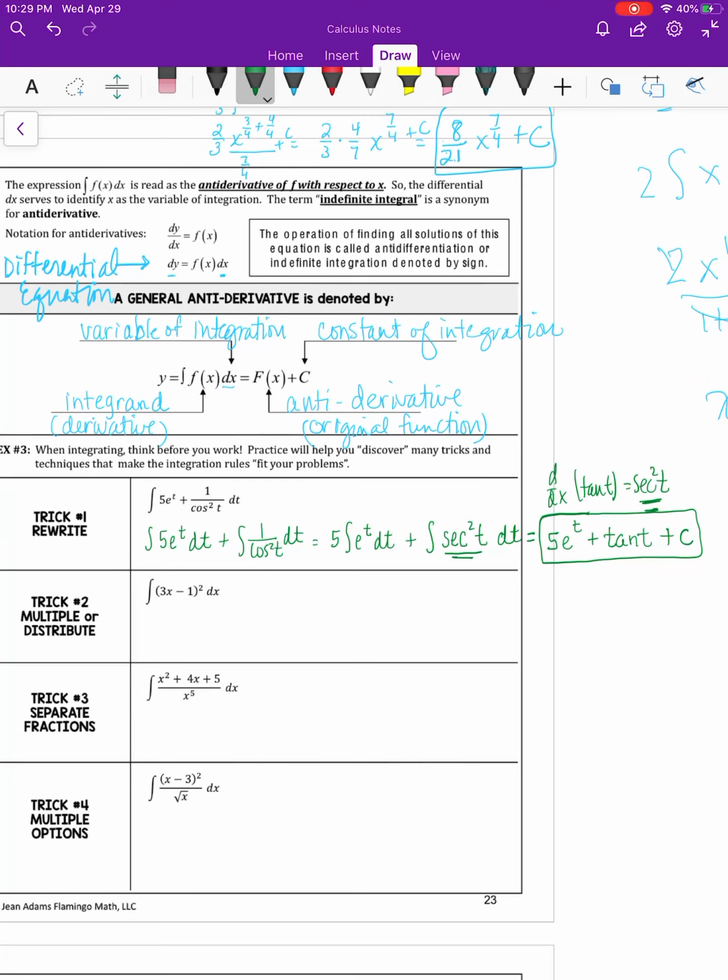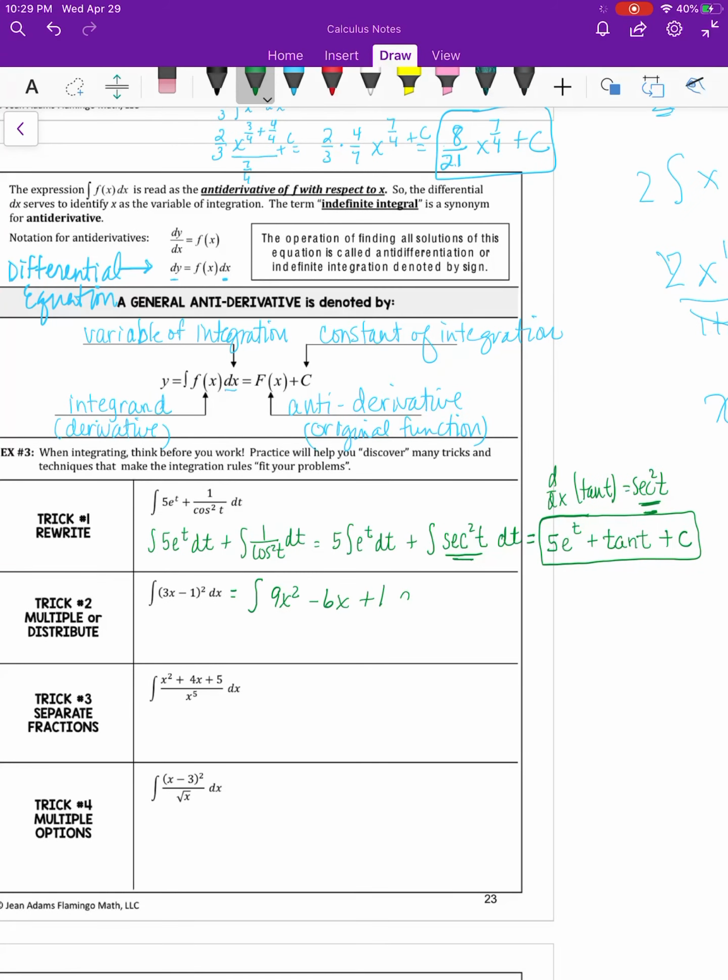So trick number 2, multiply or distribute. So I don't know how to find that integral yet. So how about if we just multiply this out? So 3x times 3x is 9x squared. And then you're going to have a negative 3x and another negative 3x, which gives you that negative 6x. And then that positive 1 dx. So that is what you're taking the integral of. And so you could split these up to make it easier if you wanted to.